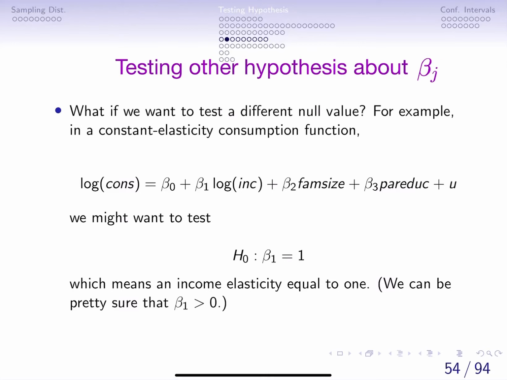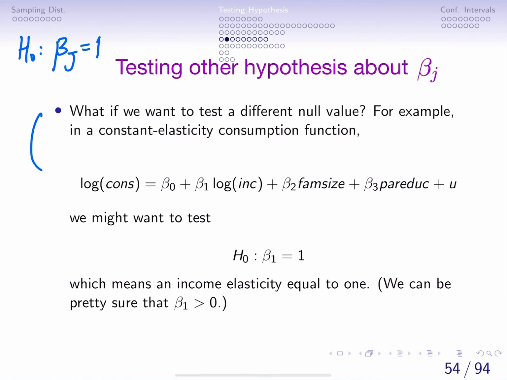In this video, we'll talk about how do we test other types of hypotheses about beta j. So far what we've done is we have set up our null hypothesis in such a way where we said, let's hypothesize that beta j equals 0, which is to say that the effect of xj on y, holding everything else constant in the population, is 0. But what if this was something else other than 0? So what if this was 1?